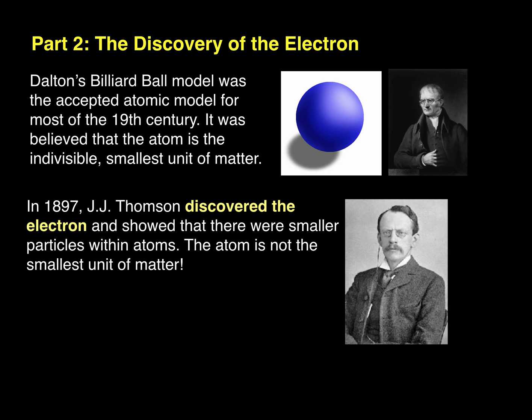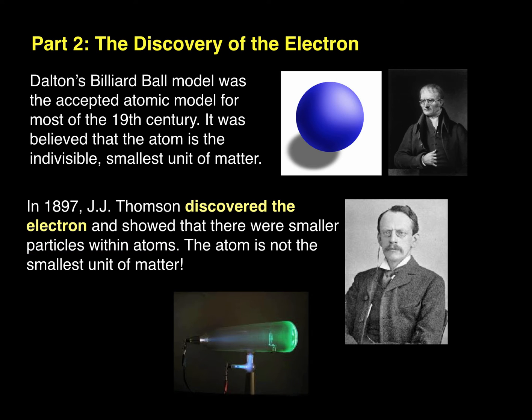In 1897, J.J. Thomson discovered the electron and showed that there were smaller particles within atoms. The atom is not the smallest unit of matter. He discovered the electron in his cathode ray experiments.